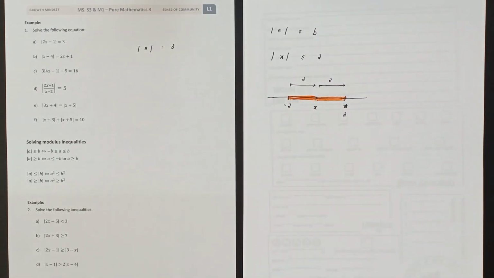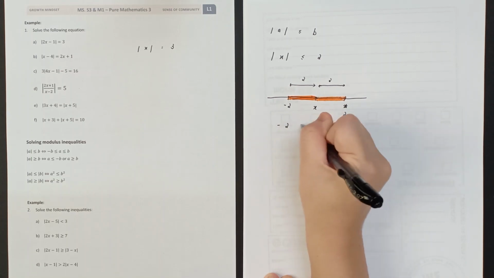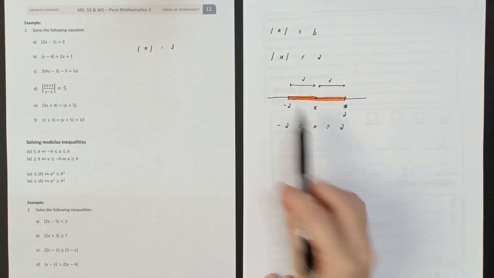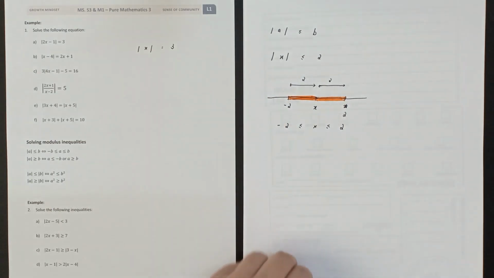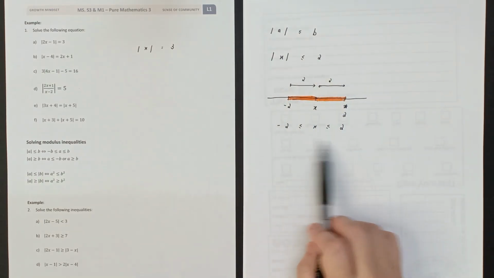So for modulus x lesser than 2, what you can accept for your x is basically negative 2 to 2. Any number within this range, after I put in the modulus and solve it, I should get a number that is lesser than 2. Of course, you know that modulus wouldn't be a negative number. So for example, negative 0.5, after I put it inside the modulus, I get 0.5, which is lesser than 2. So modulus x lesser than 2, this is what we get.